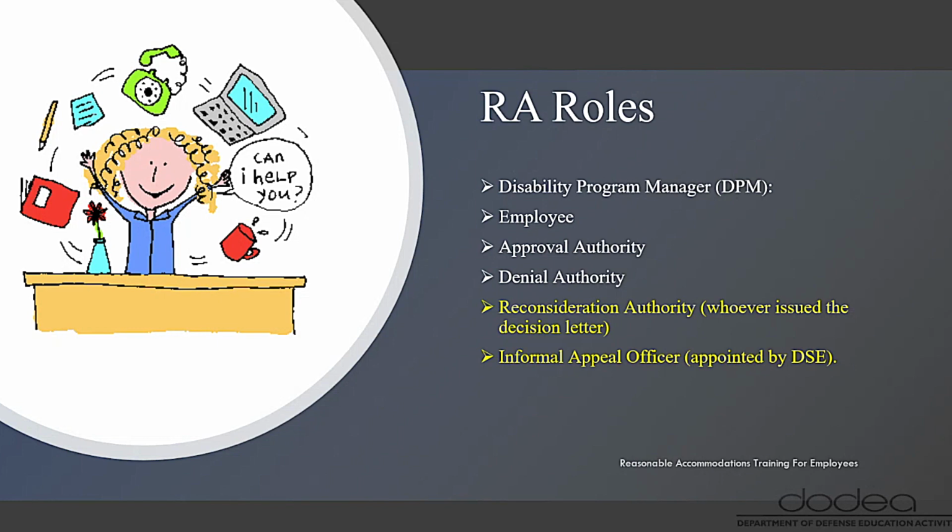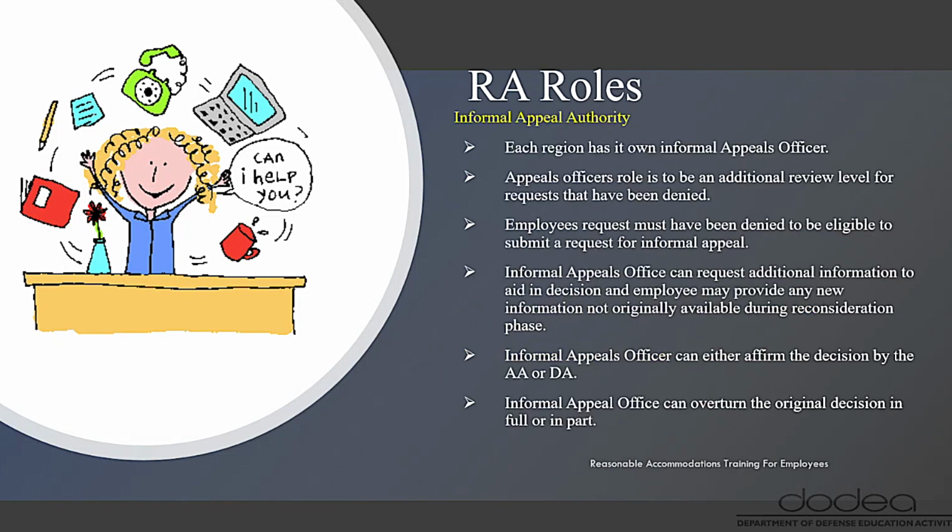And the informal appeal officer, there's one for each region. For example, in HQ, it is Mr. Burcham. In the Americas and Europe and the PAC, it is the chief of staff for each region. That person can request additional information from you. If there's information that has come to light since you've made your additional request that would support your request for informal review, that's the time for you to submit it, right?